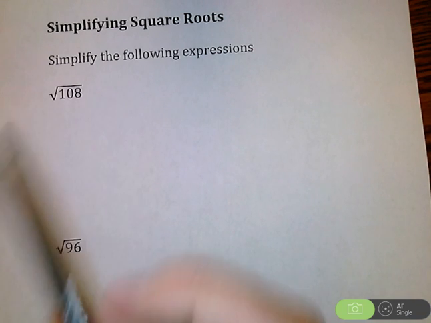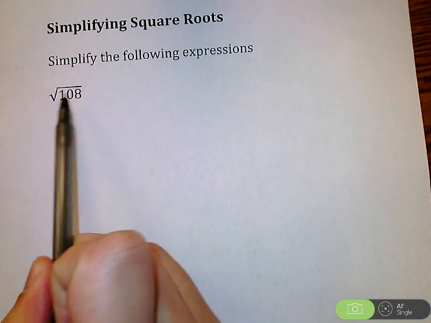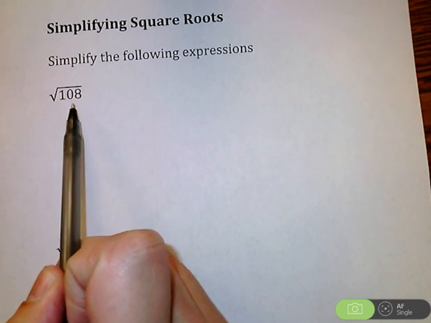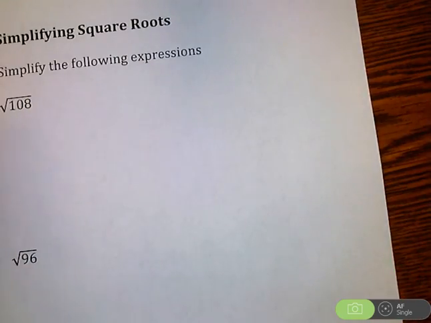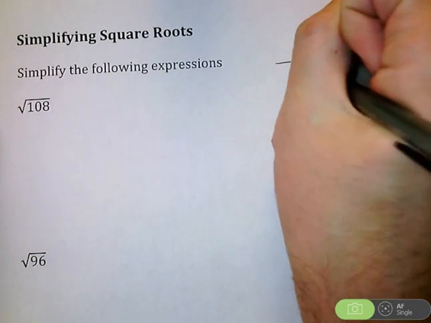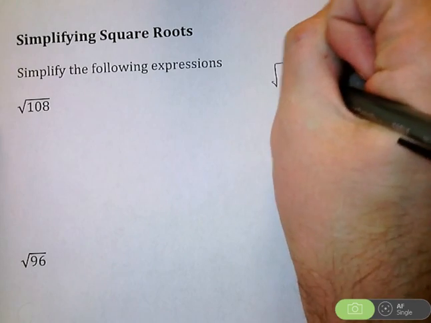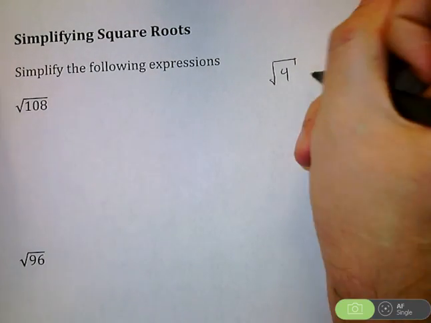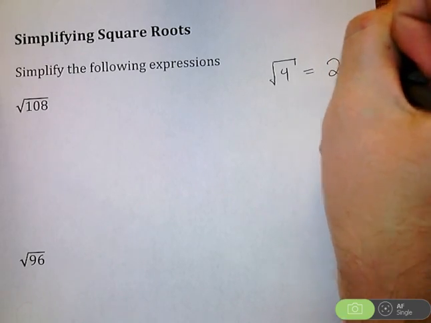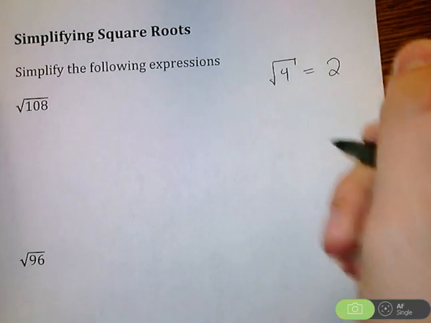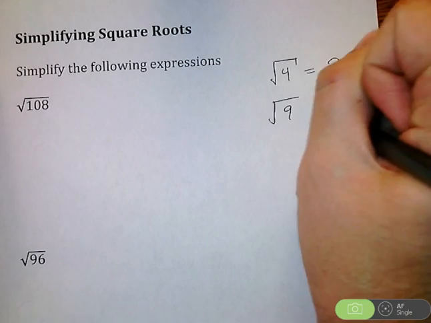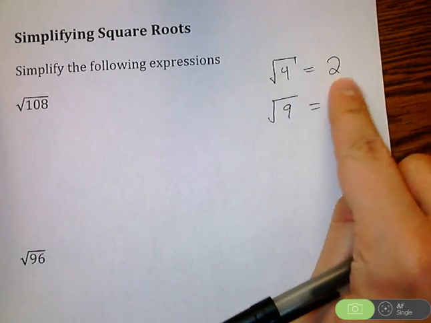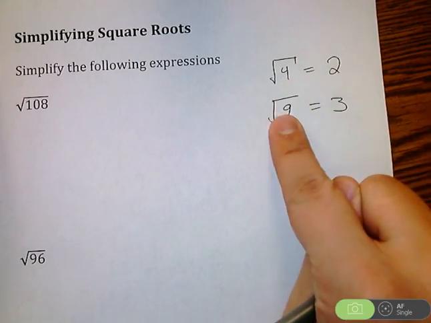Now the best way to do this is think about, well, I can't do this square root perfectly, but let's think about the square roots I do know. So off to the side, I'm going to make a list here. I'm going to start small and think about what are all the square roots I do know. The square root of 4 is 2. The square root of 9 is 3. And I know these work because 2 squared is 4, 3 squared is 9.